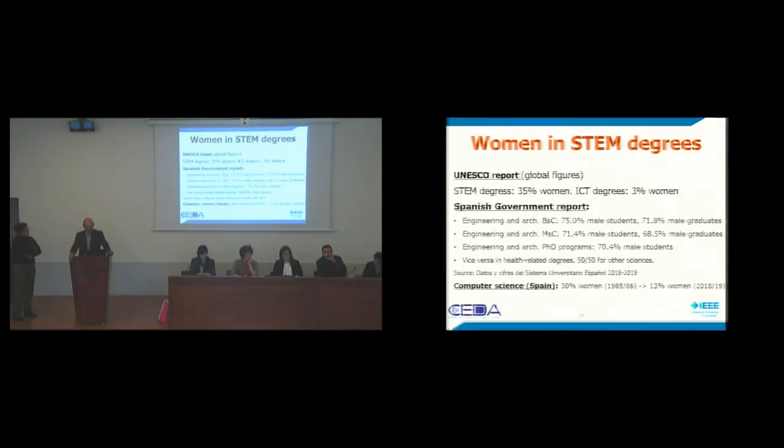If we go to a subset of these degrees, computer science, the situation is not only not improving, but worsening. If we compare the percentage of women in computer science studies in Spain between the course 85 and last year, the percentage of women has decreased from 30% to 13%.